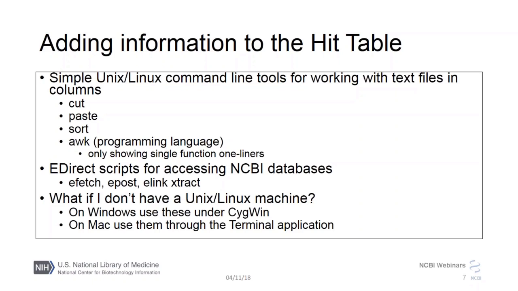We're also going to use EDirect, the programs eFetch, ePost, eLink, and extract, to work with this. So you may say to yourself, what if I don't have a Unix Linux machine? Well, that's okay. If you have a Windows machine, you can use the application Cygwin, which you can easily download from the web and install. It's basically a Linux-like environment, and you can work with all these programs there. On a Mac, you do have a Unix Linux system, and you can get to it from the terminal application.